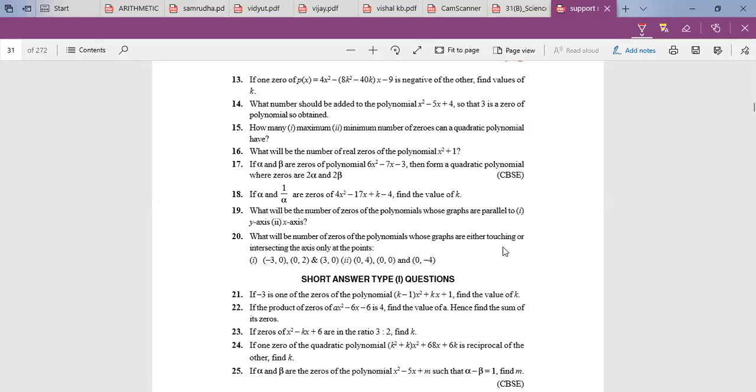How many maximum and minimum number of zeros can a quadratic polynomial have? 0 minimum, 2 maximum. What will be the number of real zeros of the polynomial x square plus 1? At most 2. See, x square plus 1 is equal to 0, so x square is equal to minus 1. Is it possible to get the value of x? No, ma'am, there are no real zeros. They are non-real zeros, imaginary numbers.